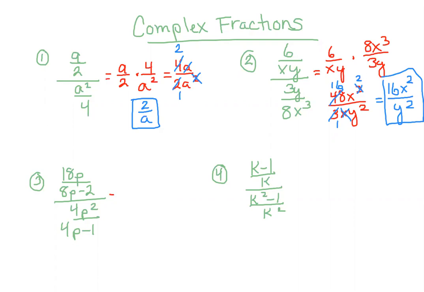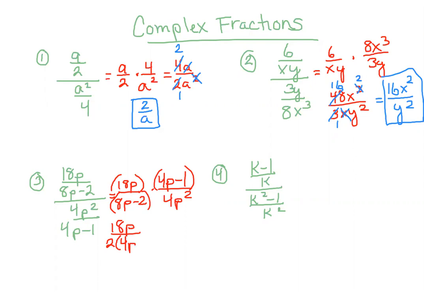All right, let's look at number 3. 18p over 8p minus 2 times 4p minus 1 over 4p squared, reciprocal of the denominator. Now we're going to have to do some of those techniques like we did in the last section. These are non-monomials, so we're going to factor each part. Nothing we can do here, nothing we can do there. But look right here. We can factor out a 2, so we're left with 4p minus 1.